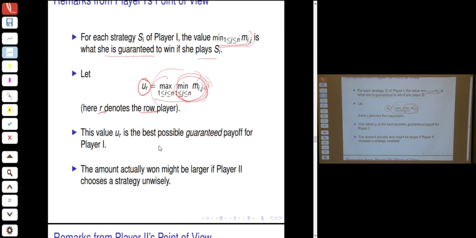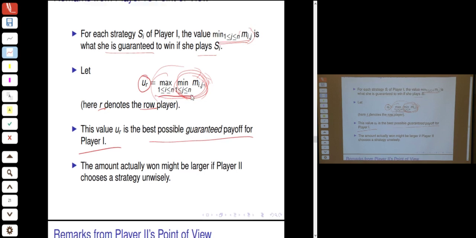So this is the best possible guaranteed payoff for player 1. Player 1 will be comparing strategies in the following manner. I want a guaranteed payoff for any particular strategy. For any particular strategy, the guaranteed payoff is the minimum number which appears in the row corresponding to that strategy. Now I want to maximize this guaranteed payoff, which means that I should take the maximum of this guaranteed payoff over all the strategies, namely all the rows, which is exactly max over i of min over j of Mij.